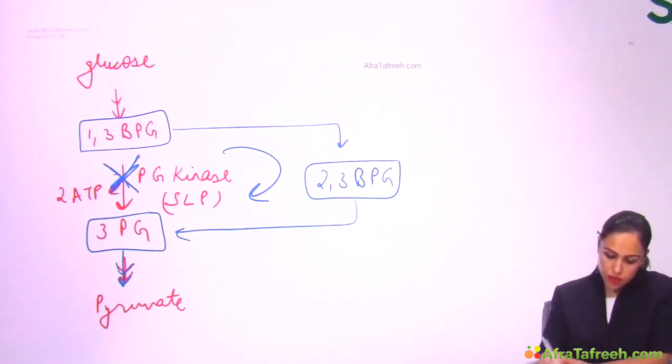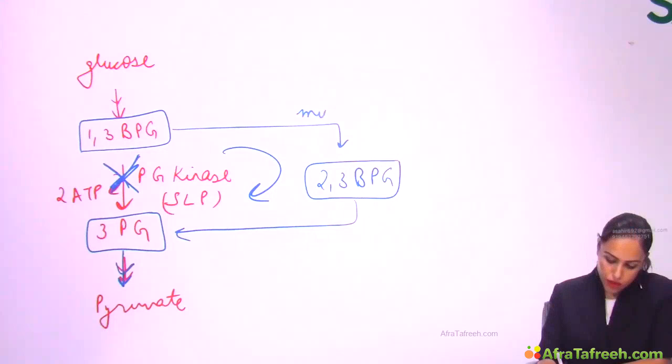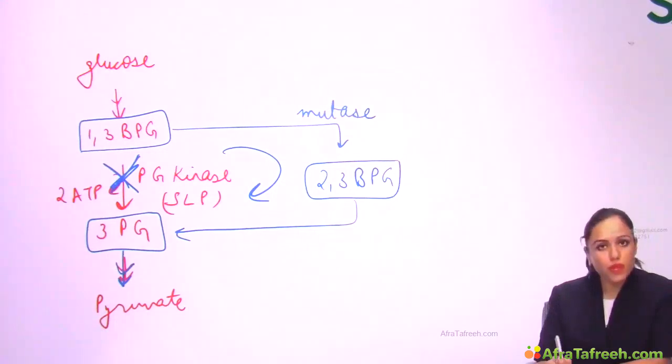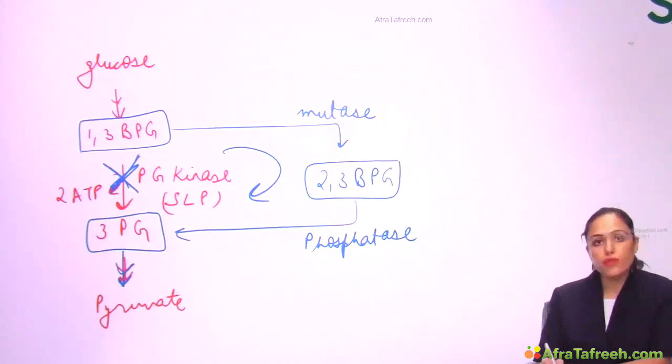Let's see the enzymes here. When 1,3-bisphosphoglycerate is converted to 2,3-bisphosphoglycerate, there is intramolecular transfer or shifting occurring. This enzyme is mutase. When 2,3-bisphosphoglycerate gets converted to 3-phosphoglycerate, there is removal of phosphate. You know, the enzyme for removal is phosphatase, right?